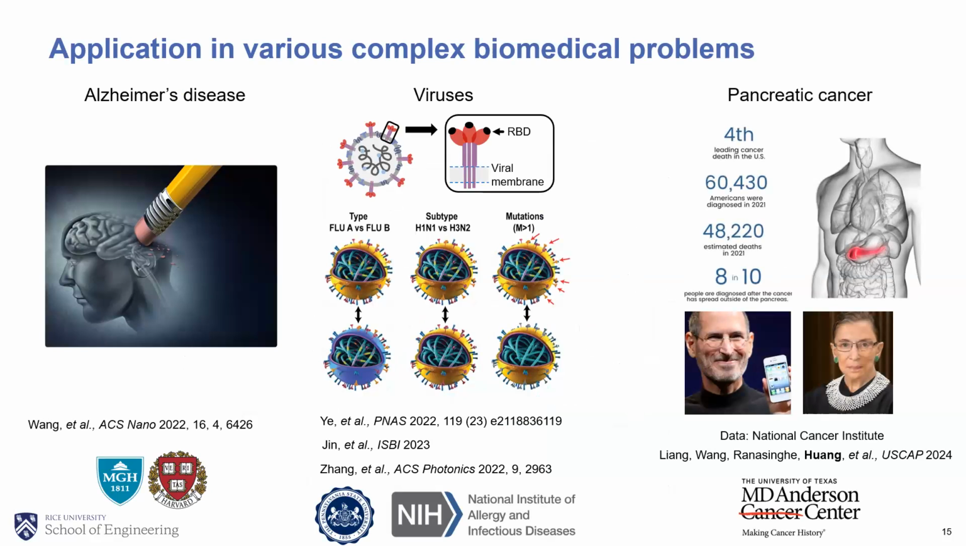Pancreatic cancer is currently the 4th leading cause of cancer death in the United States. And 8 in 10 people diagnosed with pancreatic cancer already have the cancer cells spread out of the pancreas. The 5-year median survival rate is less than 10%, which is among the worst among all cancers. So you can see the early diagnosis of pancreatic cancer is actually a big issue. And this is also why many celebrities like Ruth Bader Ginsburg and Steve Jobs died of pancreatic cancer.